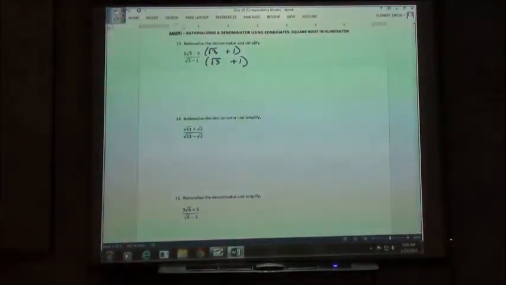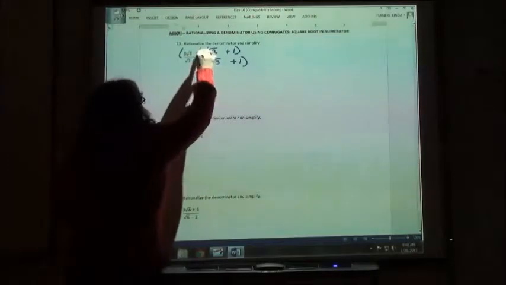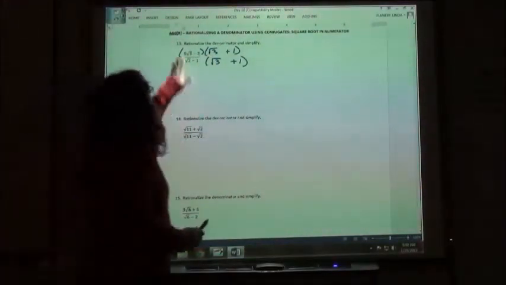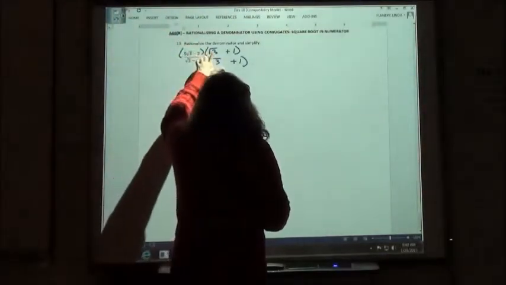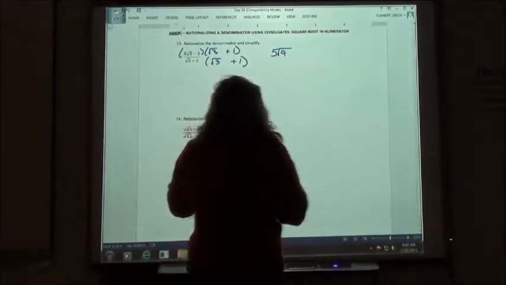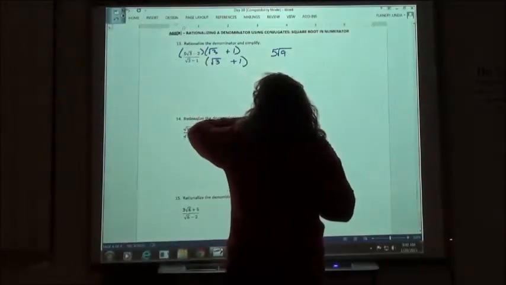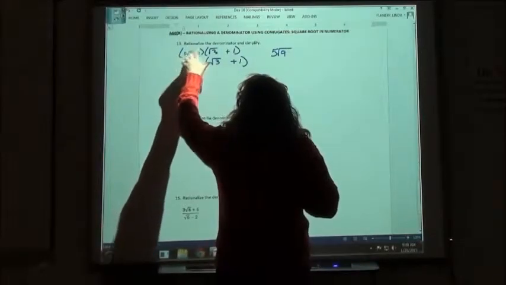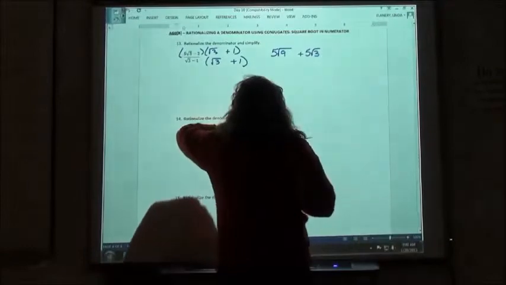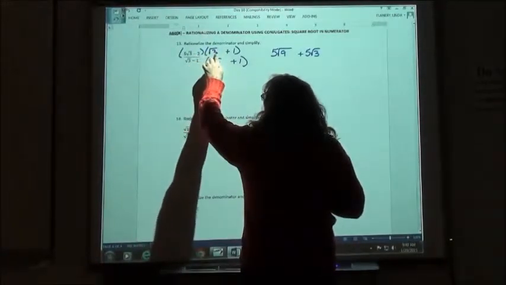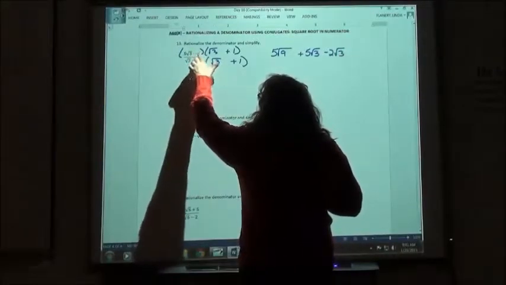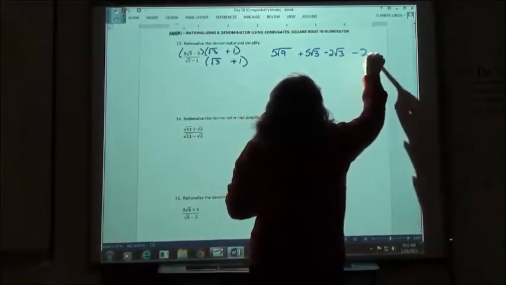So now we have to FOIL both the top and the bottom. So 5 square root of 3 times the square root of 3 would be 5 square root of 9, right? So just multiplying the square roots together. 5 square root of 3 times a 1 would just be 5 square root of 3. Negative 2 times the square root of 3, negative 2 square root of 3. And then negative 2 times a positive 1, minus 2.